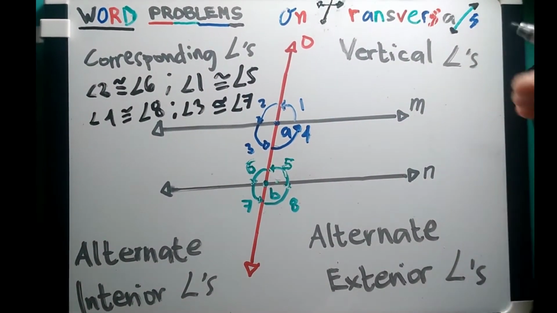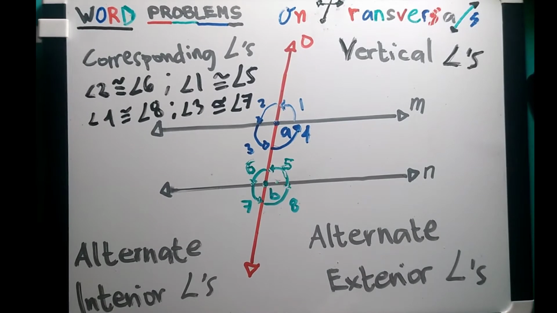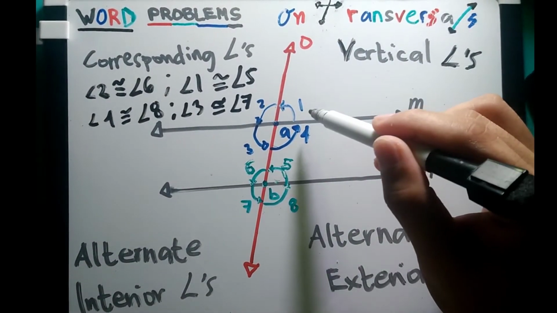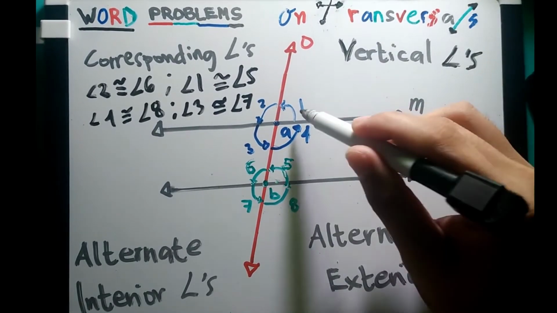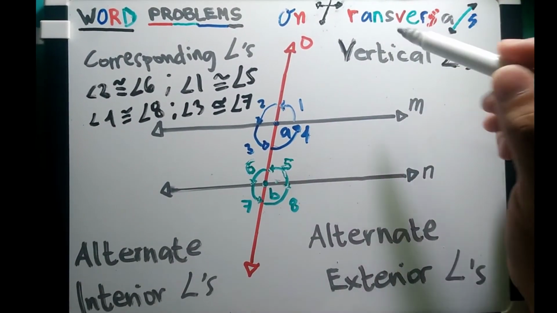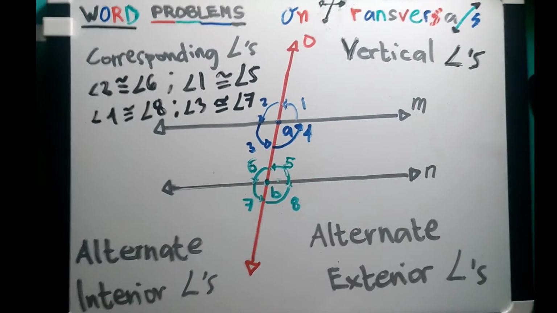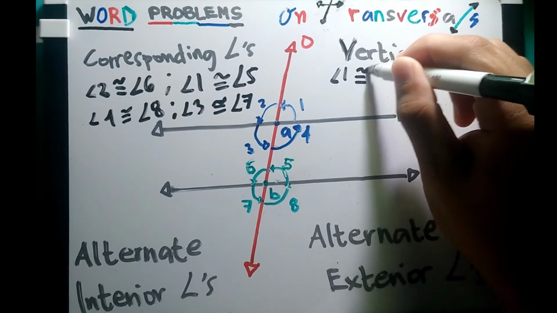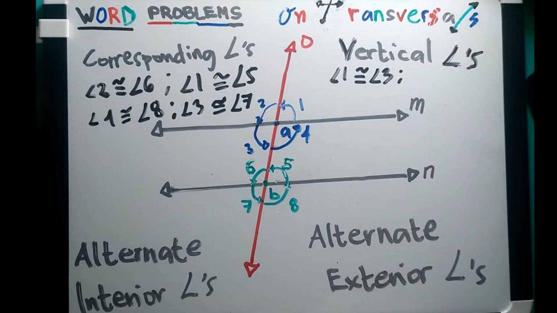What about vertical angles? Vertical angles are angles that lie opposite to each other, or angles that face each other. For example, angle 1. What is the angle that is opposite or is facing angle 1? We have angle 3. Angle 3 is facing angle 1. So we can say that these angles are vertical. So our first pair of vertical angles is angle 1 and angle 3. Just like corresponding angles, vertical angles also have equal measures. To complete the 4 pairs, we now have the 3 pairs of vertical angles.